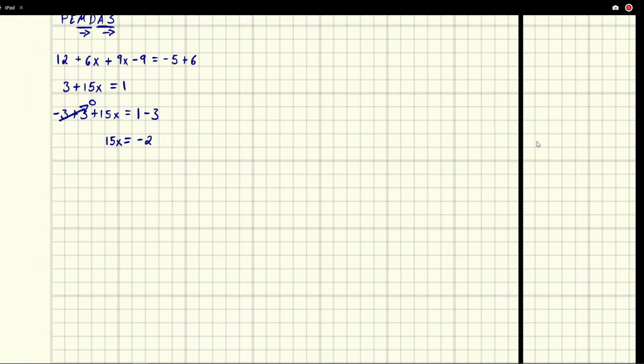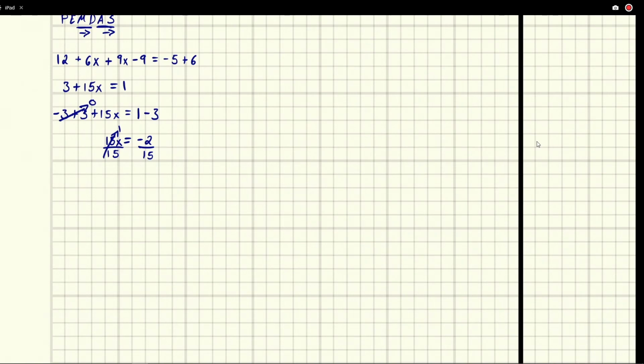To separate the 15 from the x, we do the inverse. Since this is multiplying, we are going to divide. And if we do it to one side, to keep it equal, we have to do it to the other side. Now, what's cool about dividing by the number that's here is that it turns into 1, right? Because 15 over 15 is the same thing as 1. Any number divided by itself is 1.